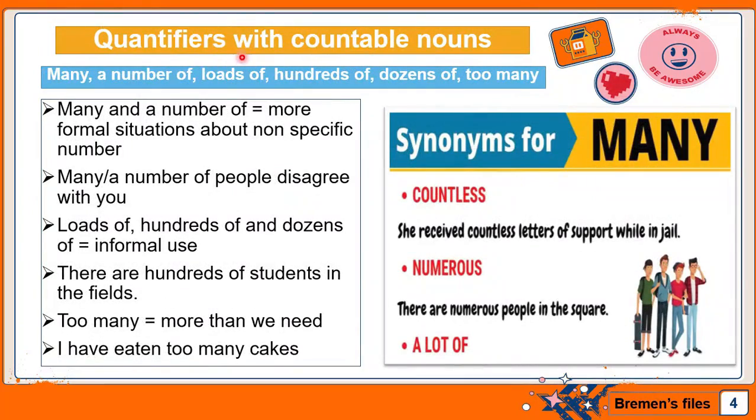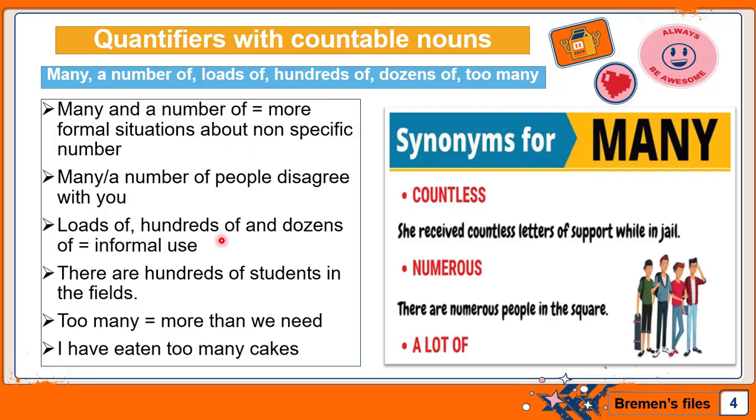The next is quantifiers with countable nouns, like many, a number of, loads of, hundreds of, dozens of, too many. Many and a number of, the meaning is more formal situations, about a non-specific number. The number is not specific and it is a formal situation. Many people disagree with you. A number of people disagree with you. The people are not specific, and it is formal, and the situation is countable nouns.